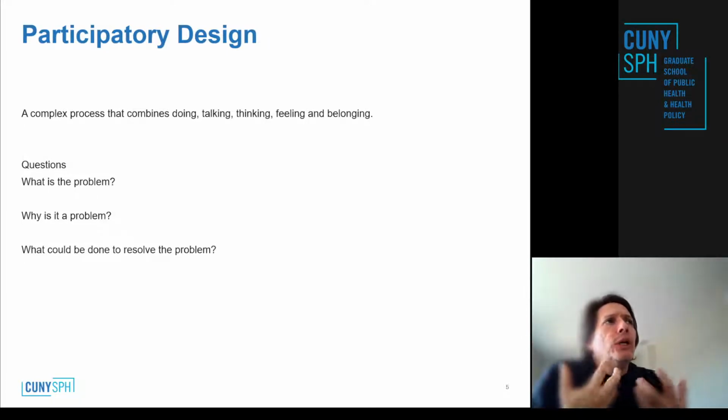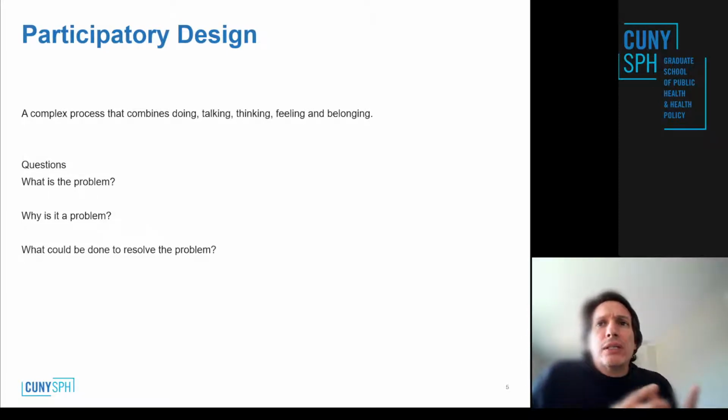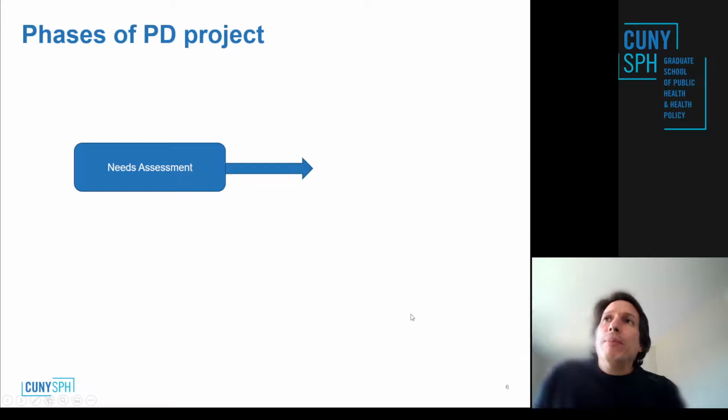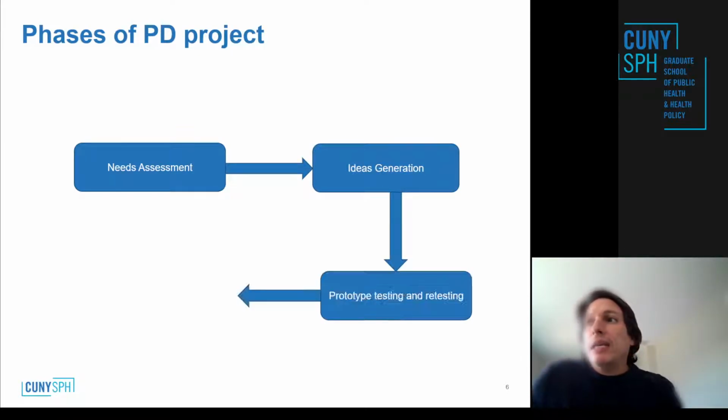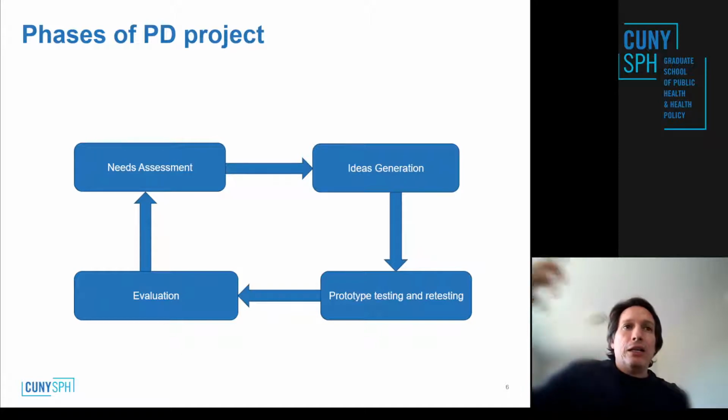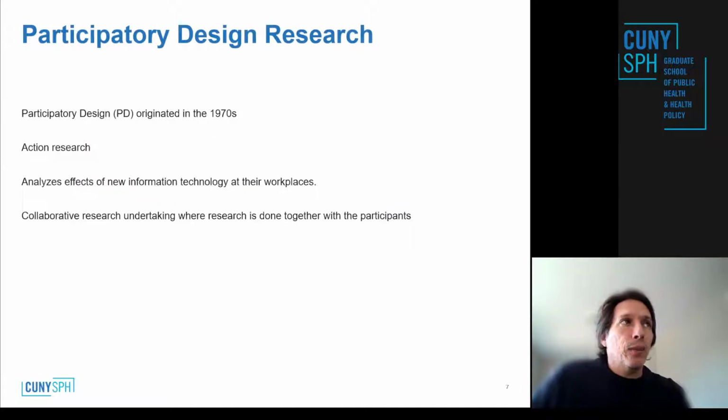And the questions that we look into in participatory design are: what is the problem? Why is this a problem? What could be resolved with the problem? And when we have a project in participatory design, then we have those need assessments. We generate some ideas. We prototype and test those ideas. We retest if needed. We evaluate the impact, and then we iterate the process.